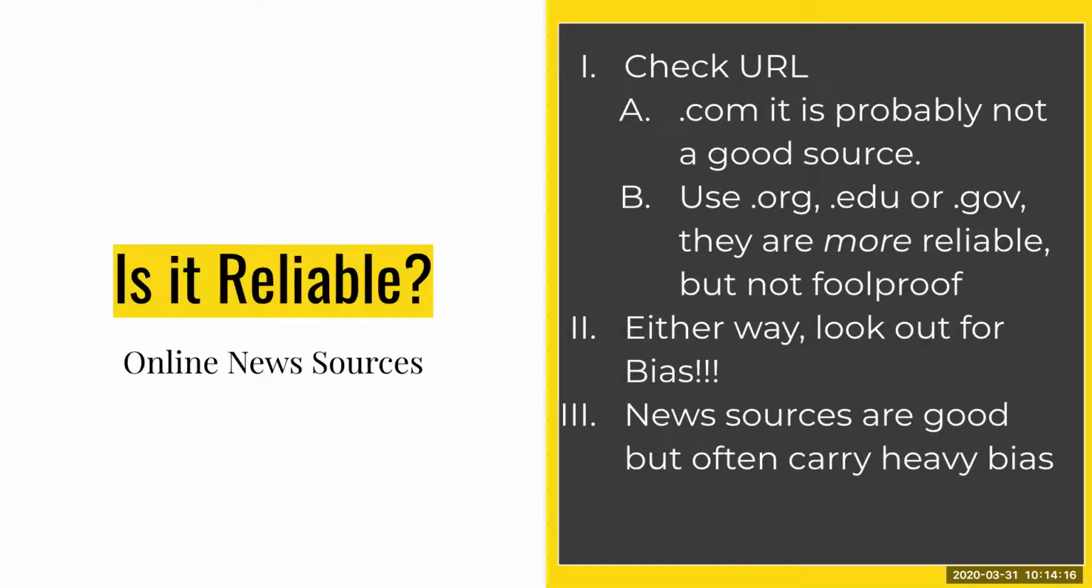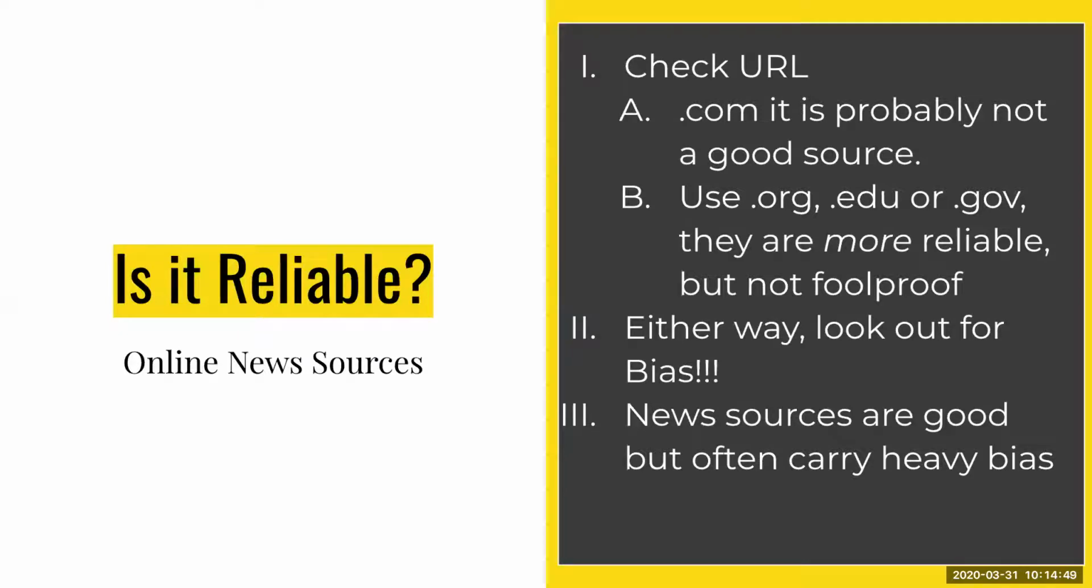A .org, a .edu, or .gov are more reliable, but they're not foolproof, meaning that you still have to go through a process to make sure it's accurate, right? A .org is just an organization, whether they are a paid organization or nonprofit organization. They often have bias, right? Because organizations are a group of people that have a particular way of thinking. They've come together for a specific purpose. And so oftentimes they'll have bias.